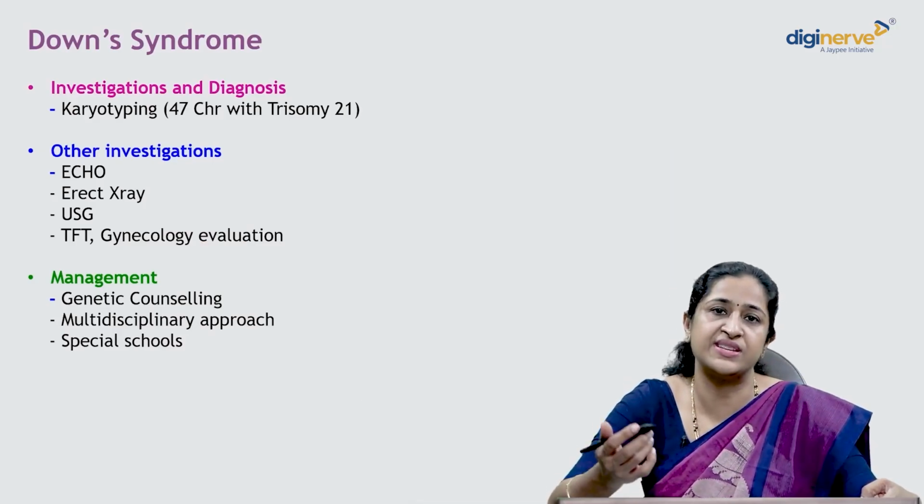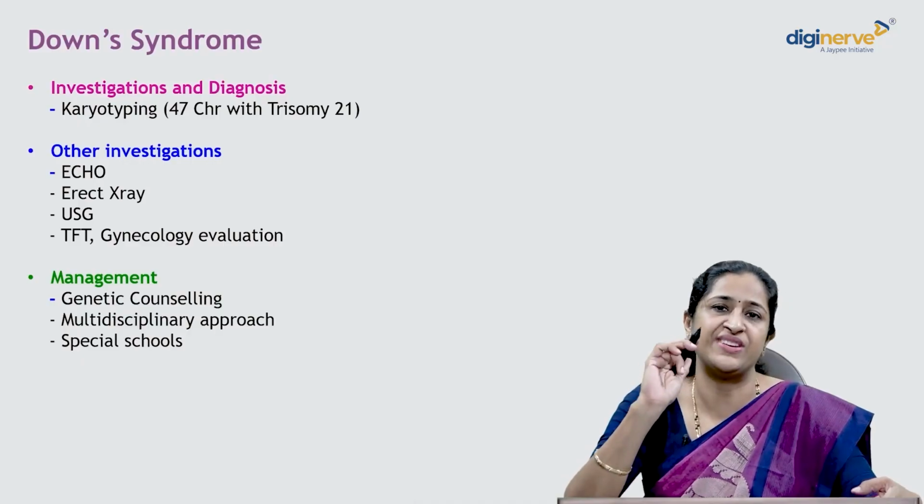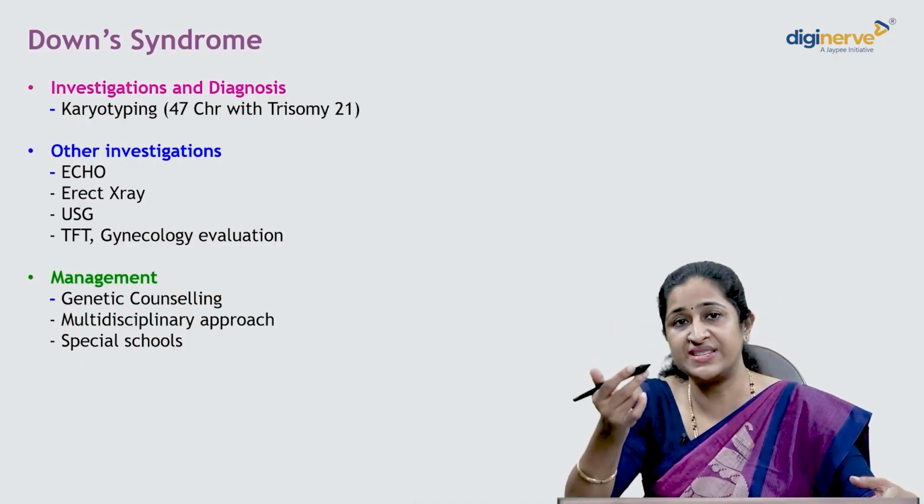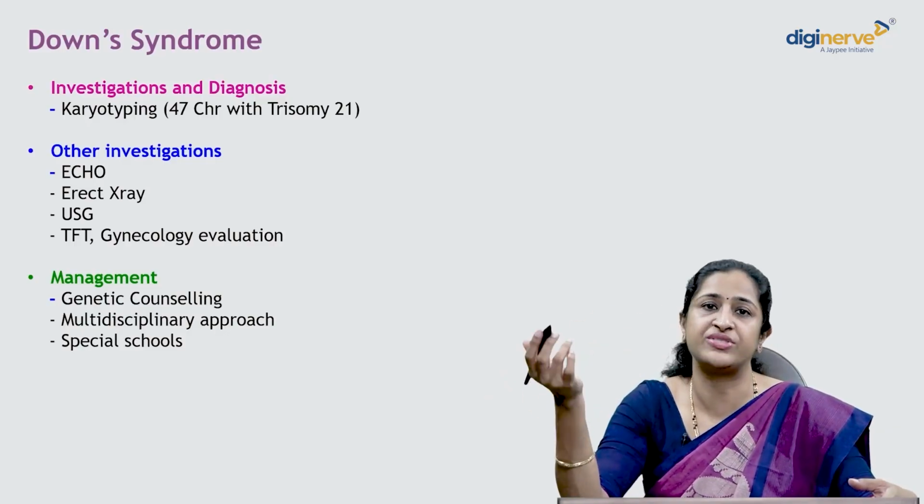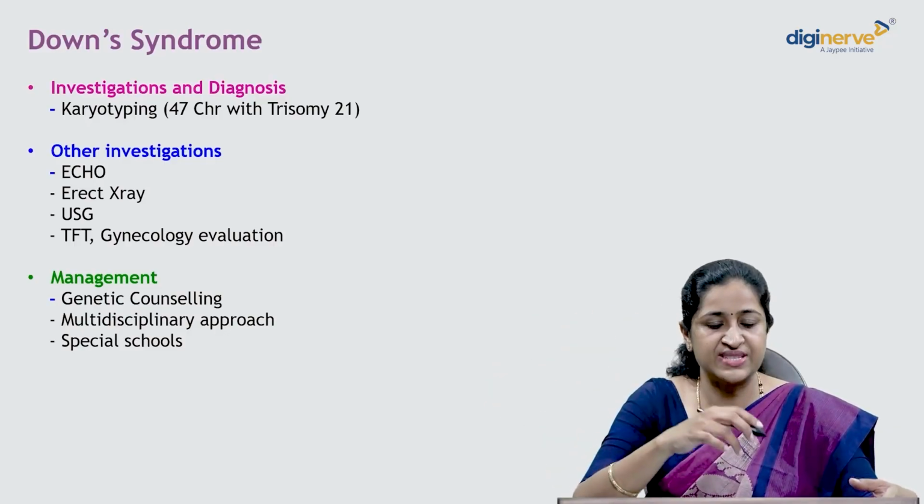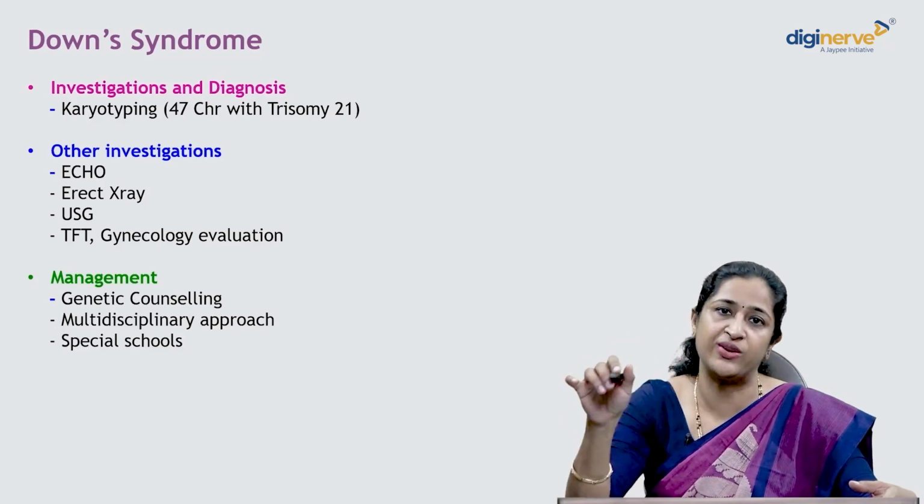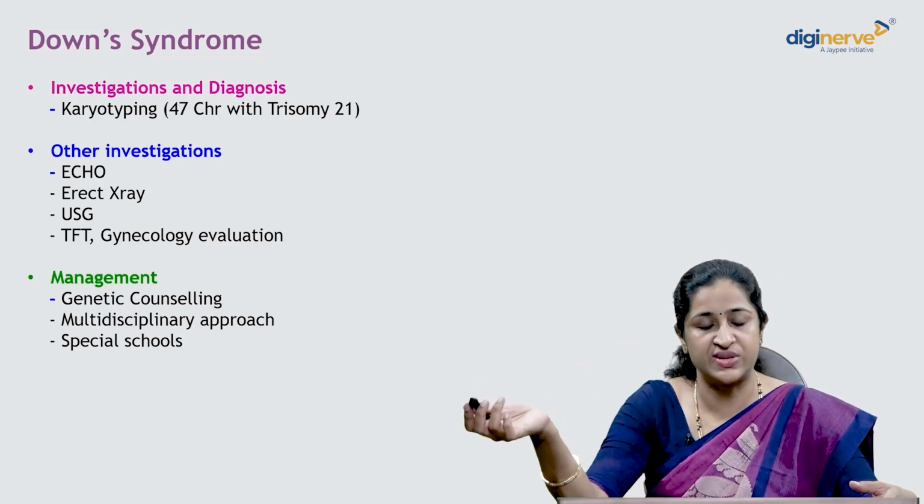There are two types. When they say investigate, there are two sections. One is investigate to diagnose. Another is investigate to see the extent of the congenital anomalies. Investigate to diagnose is only the karyotyping, where you will see trisomy 21.